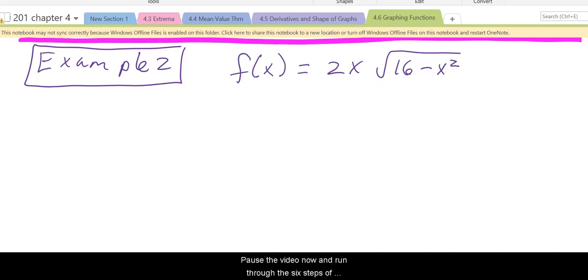Pause the video now and run through the 6 steps of finding all the information out that you can about this function and try to produce a hand-drawn sketch of what it looks like. When you're done, turn the video back on and see if your answers match my answers.